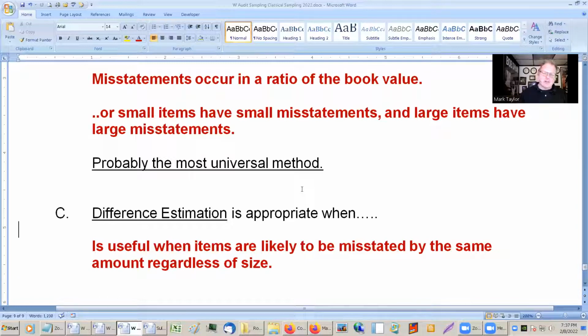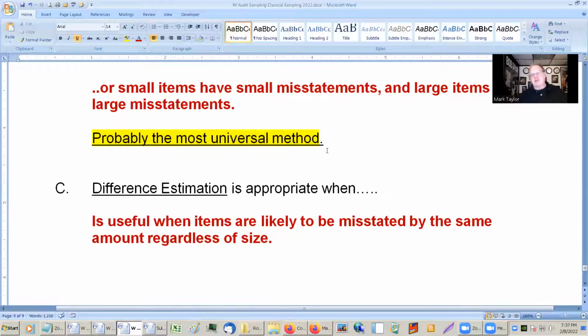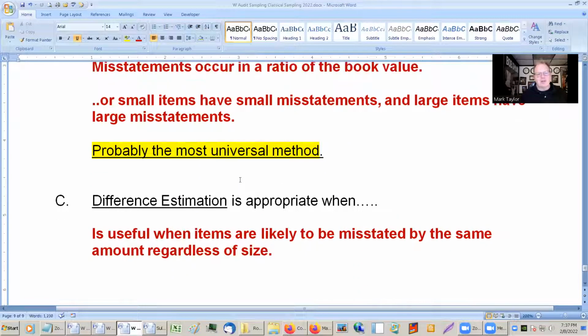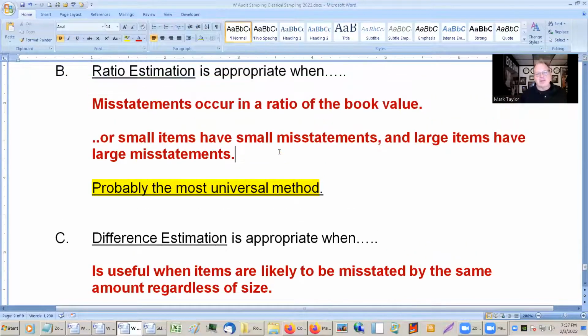This is a useful method. And again, for us, for the most part, not always, but this ratio estimation one is probably the one that fits most of the things that we test. But again, the AICPA will not tell you which one is better. They say it depends on what the sample looks like. What are you looking at? What are the most likely misstatements on it?